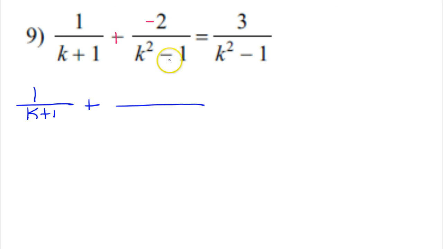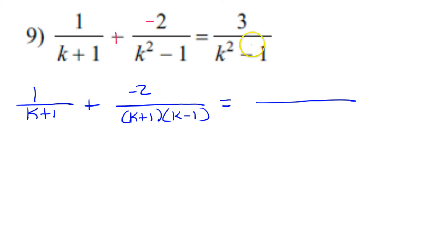So this needs to be factored. Yeah, so I've got this negative 2 up there. k squared minus 1, that is the difference of 2 squares. So that is k plus 1, k minus 1. And of course this is the same thing. k plus 1, k minus 1.